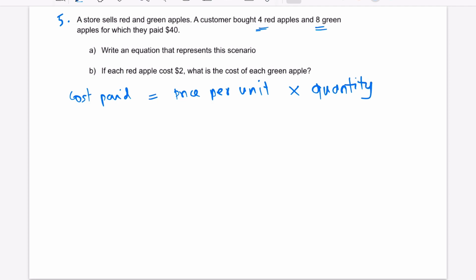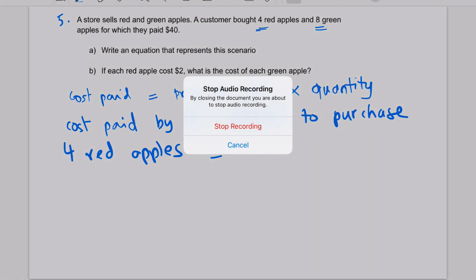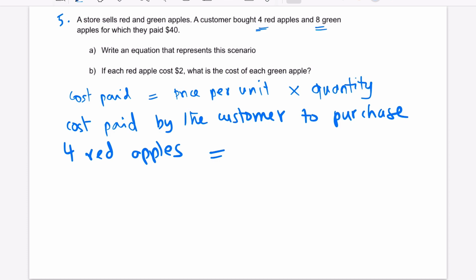So how much did the customer pay for 4 red apples? The cost paid by the customer to purchase 4 red apples is again price per unit of apple. So price is not given here. I'm going to assume the price per red apple is R, and he purchases 4 red apples. So it is R times 4, or 4R.